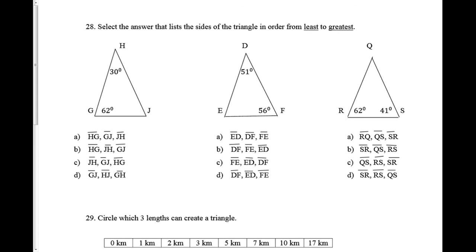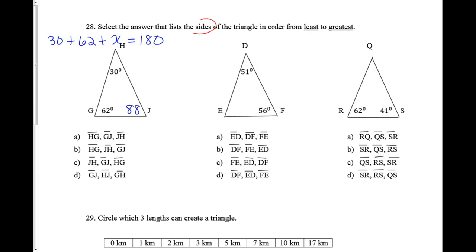Question 28 has 3 different problems. Each one is multiple choice. Now, if we look at this first triangle, we can see we have 2 angles. But we know that all the angles have to add to 180. So 30 plus 62 plus x is equal to 180. When I solve that by taking 180 and subtracting 30 and subtracting 62, I get this last angle is 88 degrees. So I need to place the 88 in my triangle.